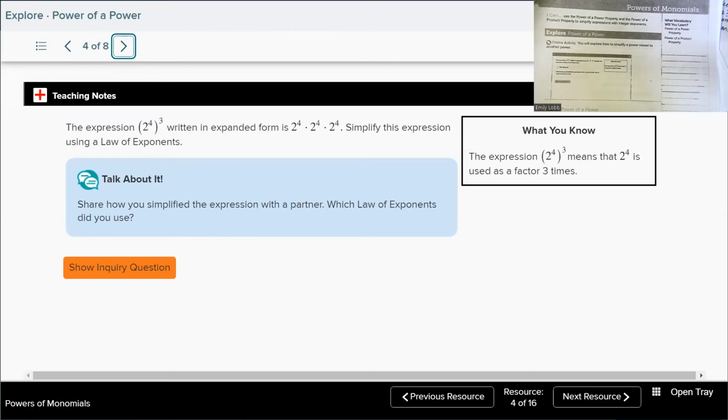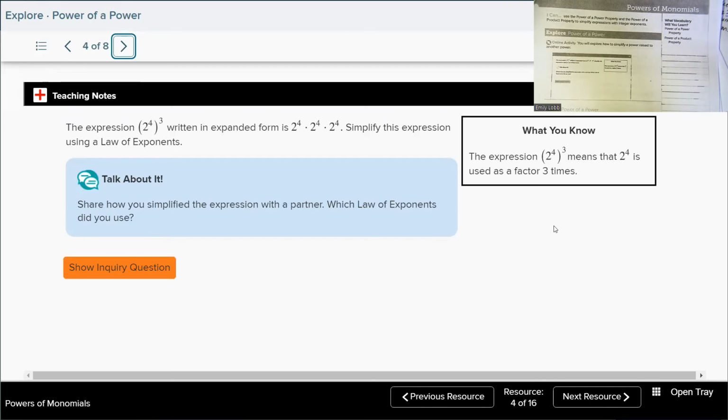So the expression 2 to the 4th to the 3rd power, written in that expanded form, is 2 to the 4th times 2 to the 4th times 2 to the 4th. So we can simplify this using our product of powers rule. What would we do? We would say 4 plus 4 plus 4.